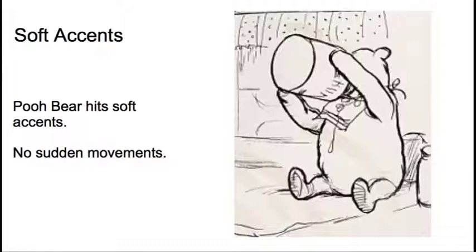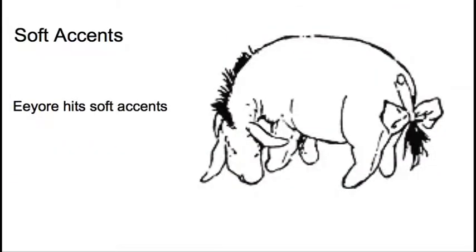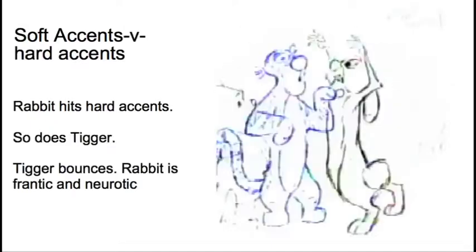If you're animating a character, Pooh Bear tends to have very soft accents. There are no sudden movements with Pooh Bear. I was lucky enough to work on the A.A. Milne characters on Piglet's Big Movie, which I worked on in Japan back in 2003. It was really fun animating all of these characters because they all had very different styles of animation. Pooh tends to move slowly, his accents tend to be soft. Also Eeyore tends to move slowly in an Eeyore-ish kind of way, again with soft accents.